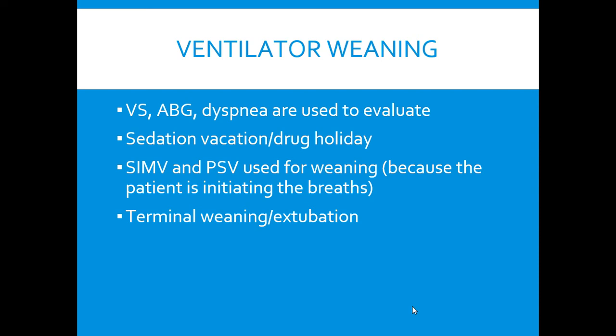And then just remember that the 2 types of ventilator modes used for weaning patients off the vent are SIMV, synchronized intermittent mandatory ventilation, and PSV, which is pressure support ventilation, because in these 2 cases, the patient's initiating the breaths. And with synchronized intermittent mandatory ventilation, there's no ventilator assistance between the set rate. So the patient will pull their own volume on breaths outside the set limit.